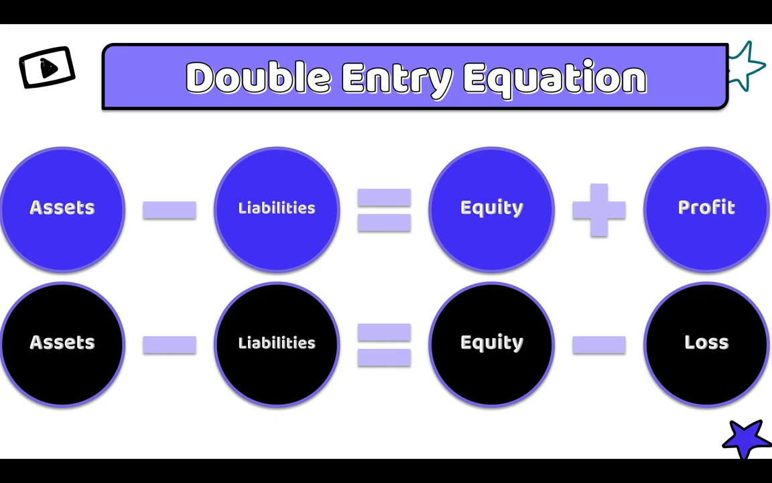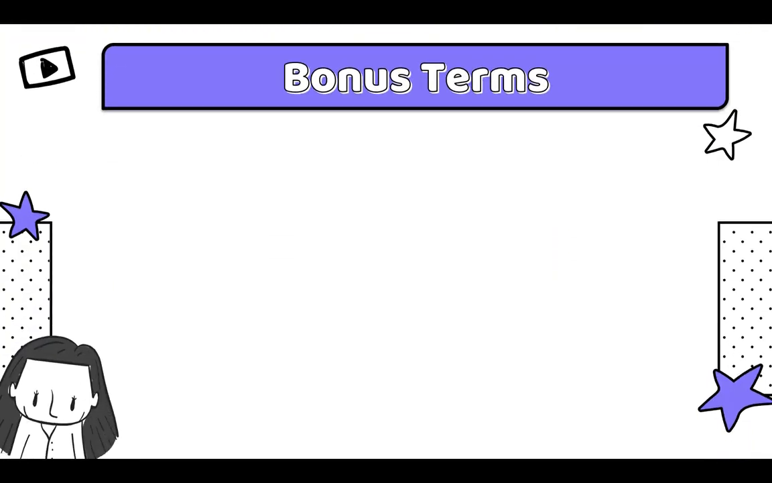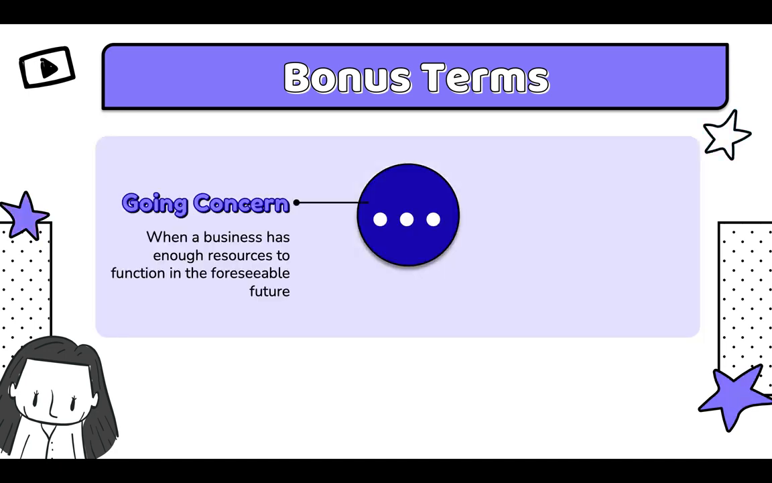Okay, now that we understand our essential basics, it's time for some bonus terms. Our first bonus term is going concern. This accounting term is used to describe companies which have resources to continue functioning over the foreseeable period without hindrance. So in case a company is not a going concern, that will mean that it is no longer able to function. In other words, its assets have been liquidated.